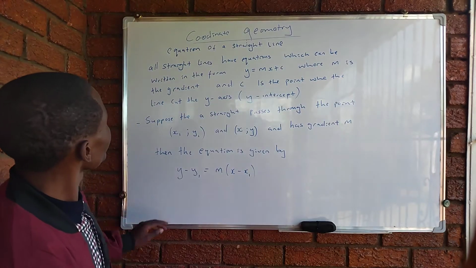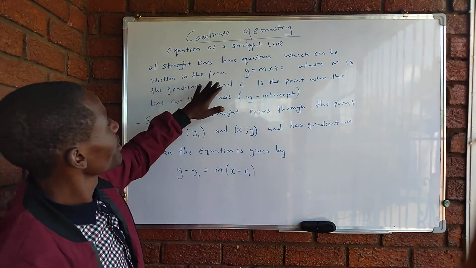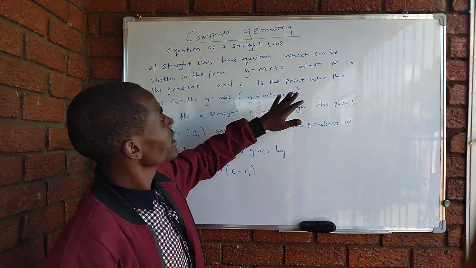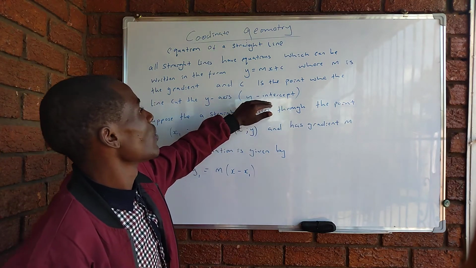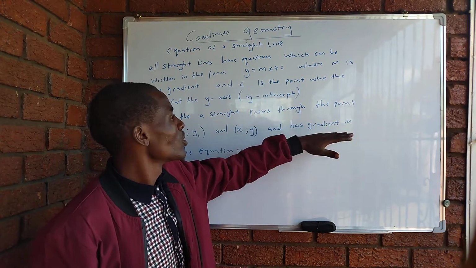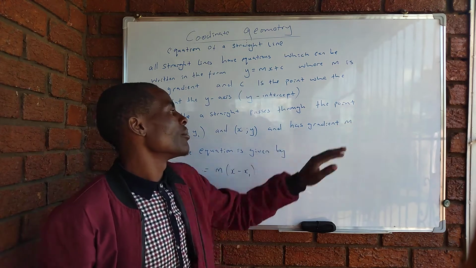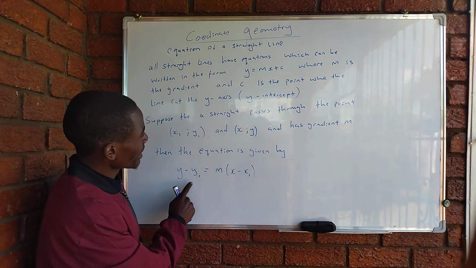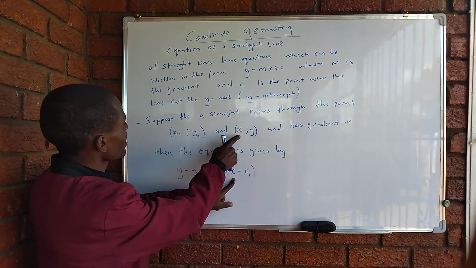Next, right, equation of a straight line. All straight lines have equations which can be written in the form y is equal to mx plus c, where m is the gradient and c is the point where line cut the y-axis, or c is the y-intercept. Then suppose a straight line passes through the point x1, y1, and has gradient m. The equation is given by this. Just say y minus y1 is equals to gradient m open bracket x minus x1.